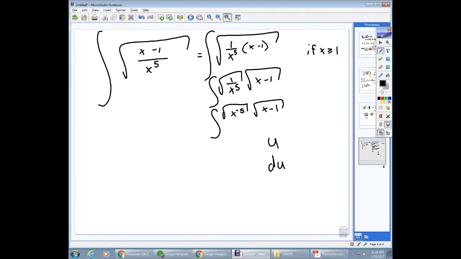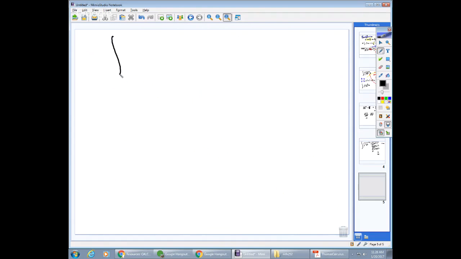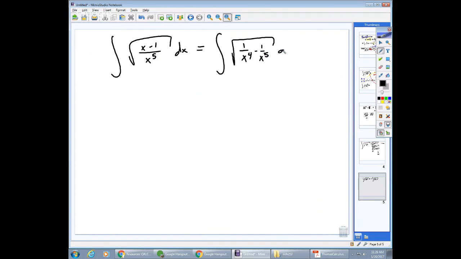So let's get a clean slate here. So again, we have the integral of the square root of x minus 1 over x to the 5th. And so you're thinking back to this version of it that we could say it's the square root of 1 over x to the 4th minus 1 over x to the 5th. In the negative format, yeah. So again, that'd be the same thing as the square root of x to the negative 4th minus x to the negative 5th, dx. Okay, let's try it.